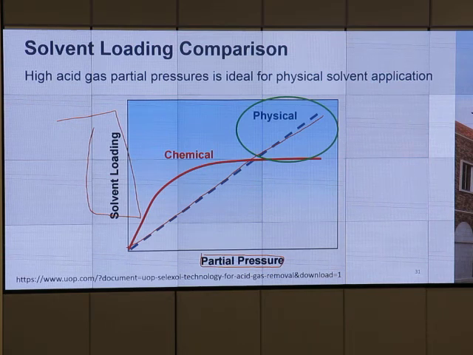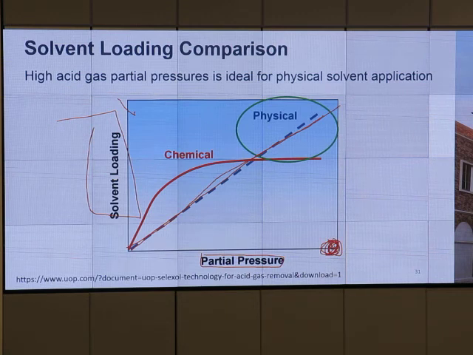For chemical solvent, it's not that linear. So if you have this much partial pressure, you have very high concentration of H2S, CO2. You may need solvent loading. The same high acid gas partial pressure is ideal for physical solvent application.